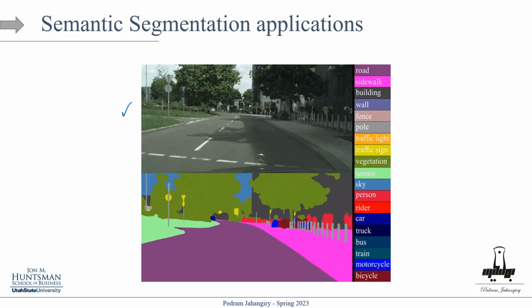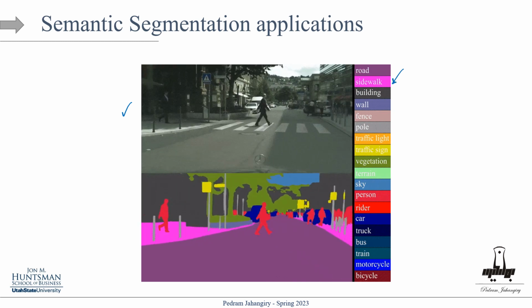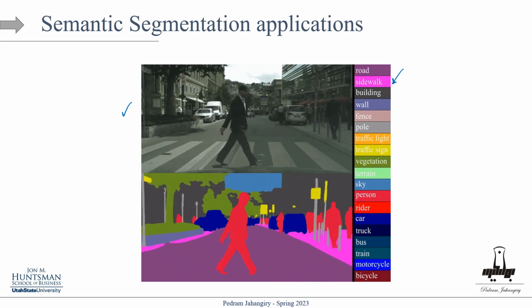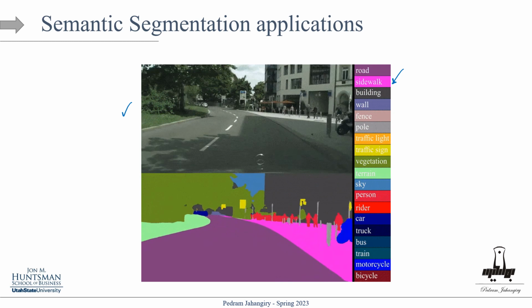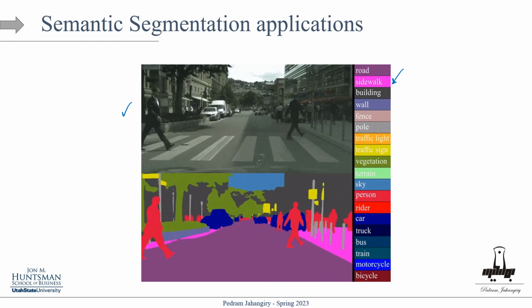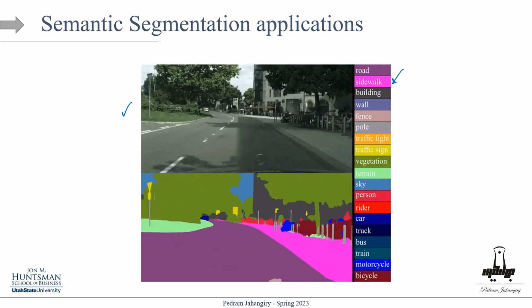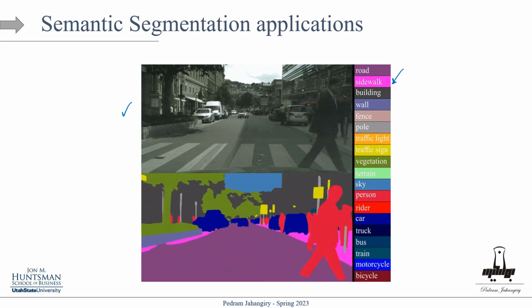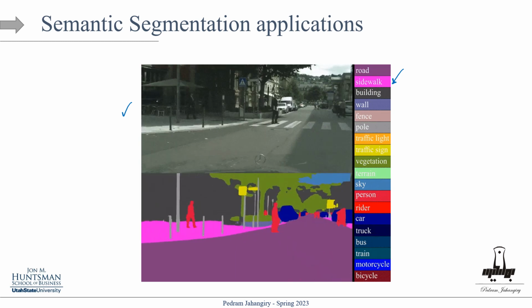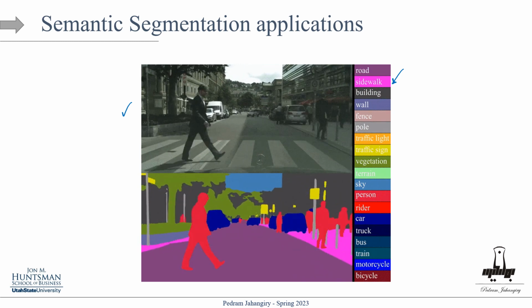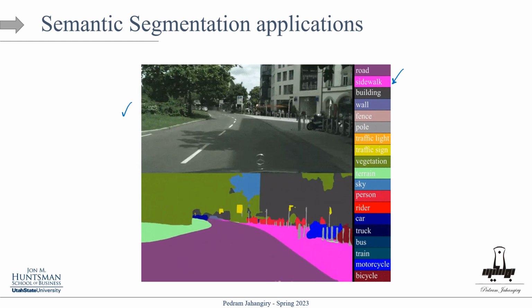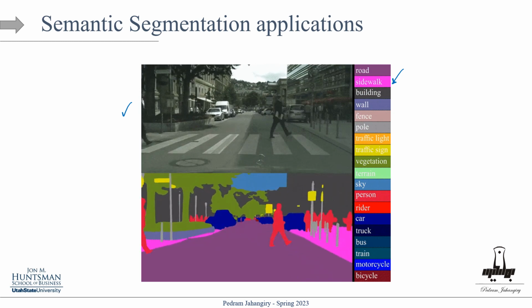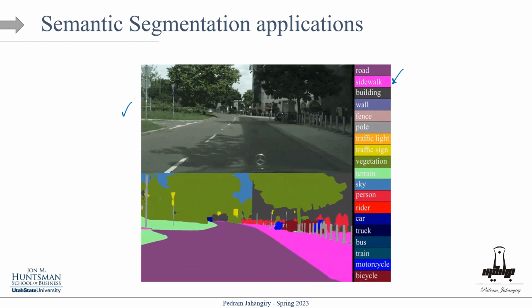Imagine we have this many classes, right? Road, sidewalk, building, wall, fence, and these are color-coded. And then as the car is just passing through the streets, all these things should be segmented in real time. All right, so this was the application of semantic segmentation, and at the very high level, what is the architecture that we should use for semantic segmentation?